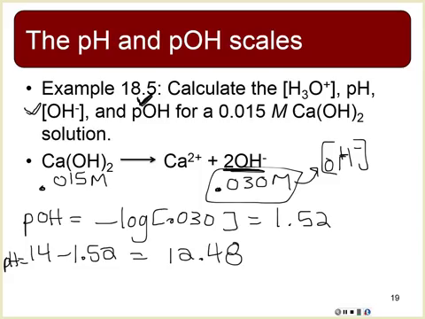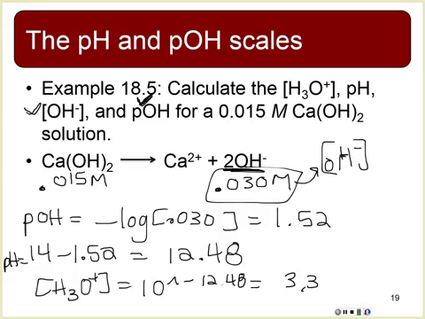Okay, and the last step, it's up to you if you want to use the rearranged equation here or if you want to use Kw. Okay, so I'm just going to use this one. So we want to find hydronium concentration. So I'm going to put in my anti-log of negative 12.48. And that's going to give me 3.31 times 10 to the negative 12 molarity.